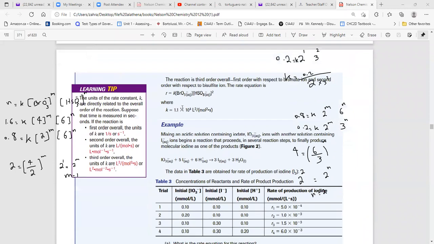And then you have to write down the rate law. Instead of k, you put that number, BrO3 to the power of 1, HSO3 to the power of 2. So the overall order of reaction is 1 plus 2, which is 3.